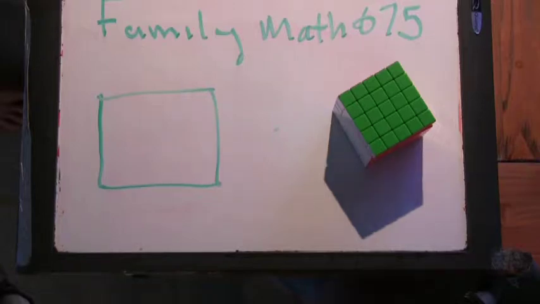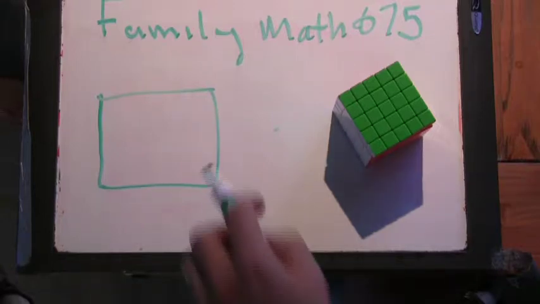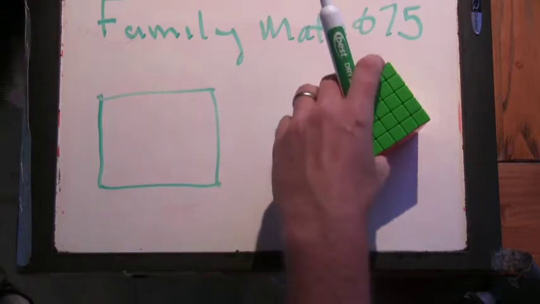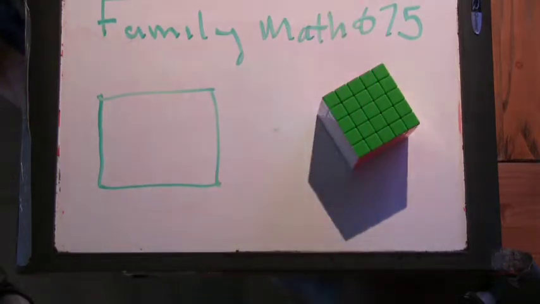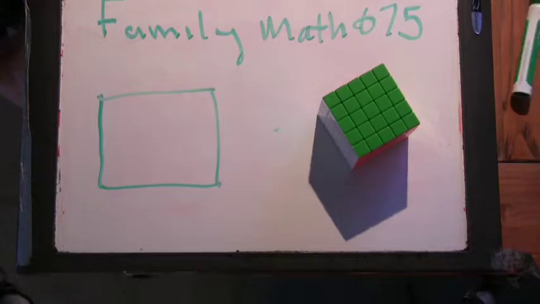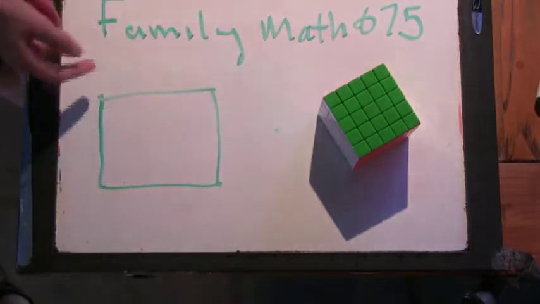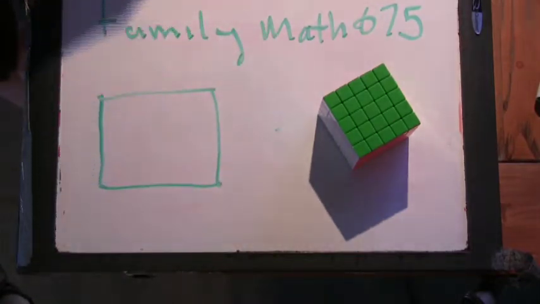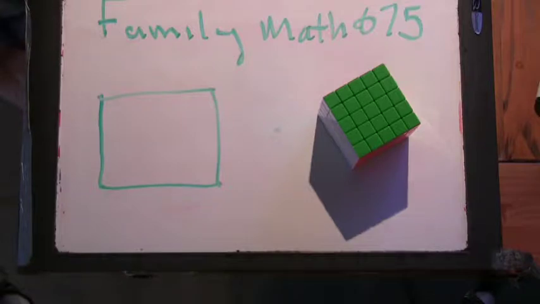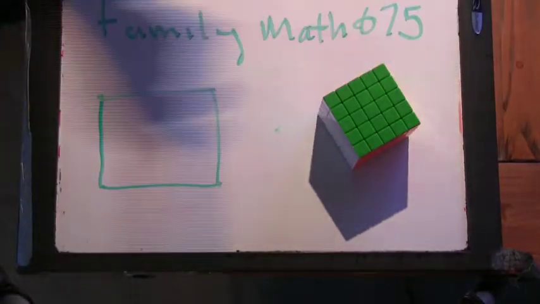Okay, so I've drawn a square in green. Yep. And we have our cube here. Alright, so a square has 4 edges, and then it goes to 12 when it's a cube. Okay. So we have to figure out how 4 becomes 12.